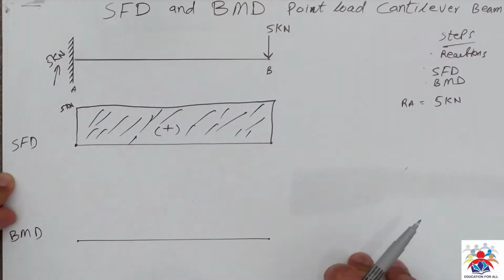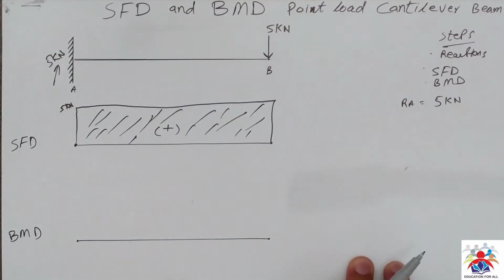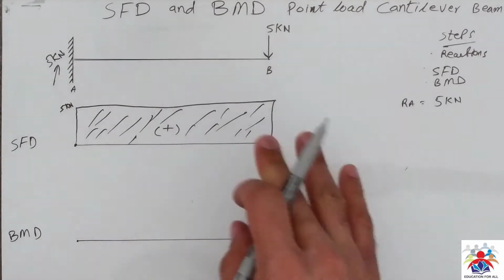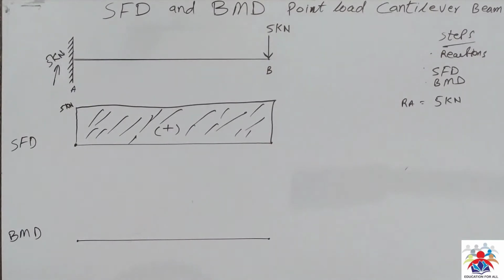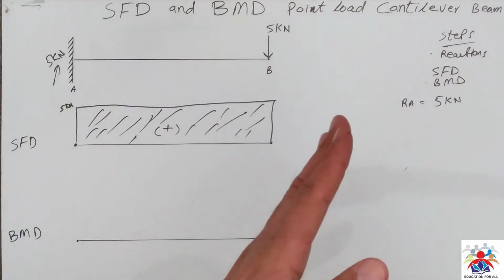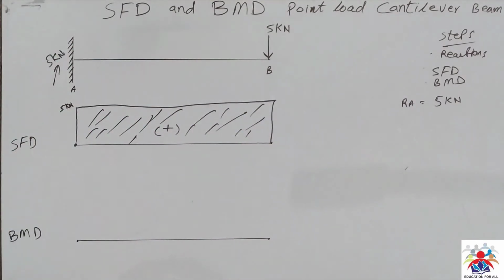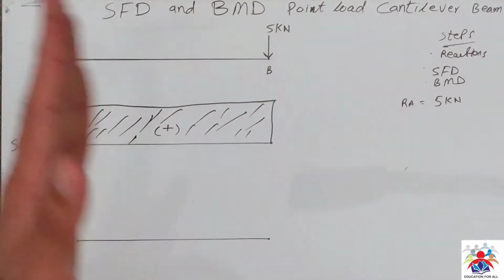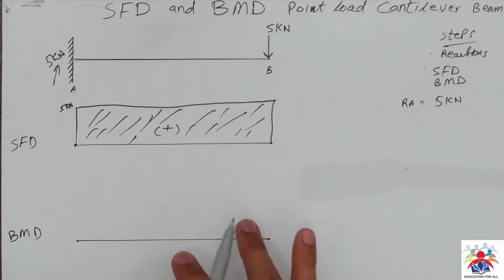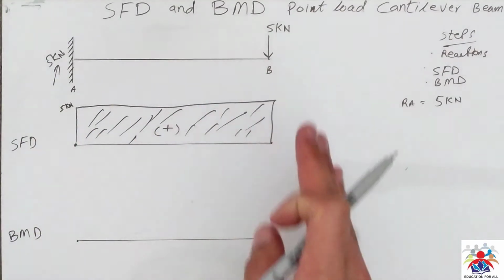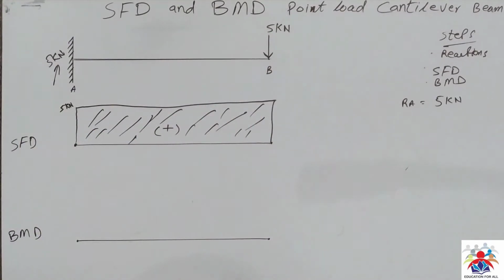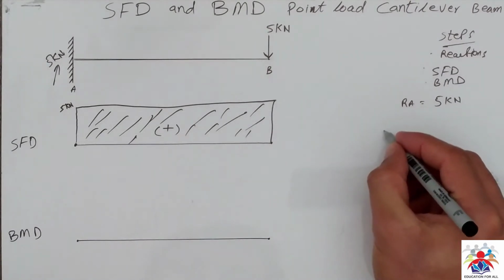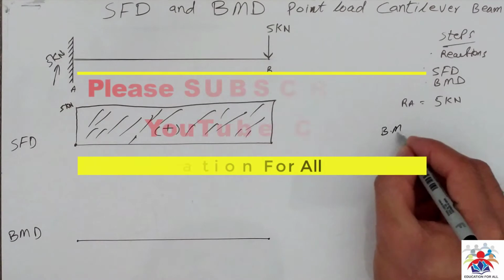Okay, now we have to draw a bending moment diagram. In these types of beams, we can draw bending moment from left to right or from right to left. So in here I am going to draw from left to right. On the final line, I will draw from right to left. Okay, so now we have to calculate bending moment.